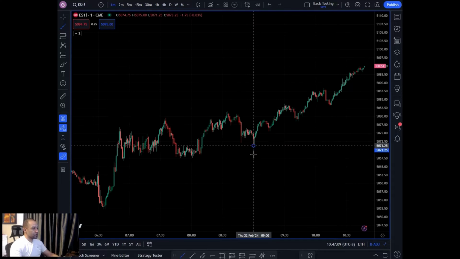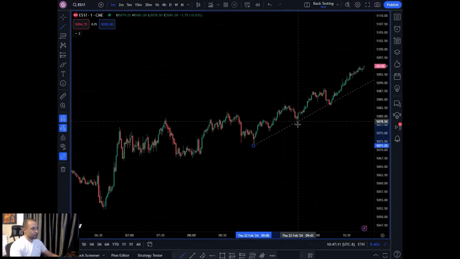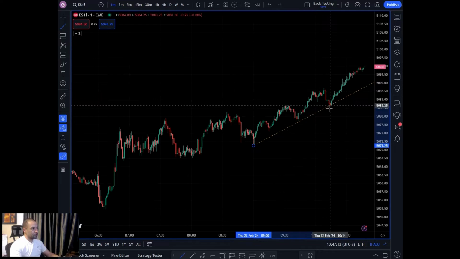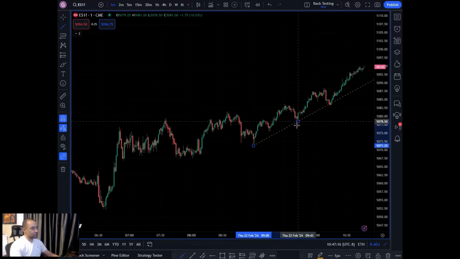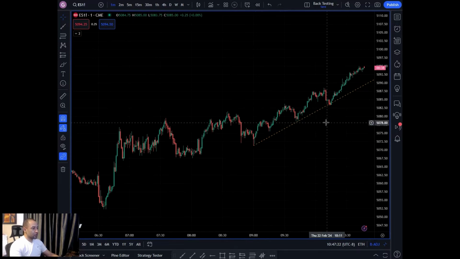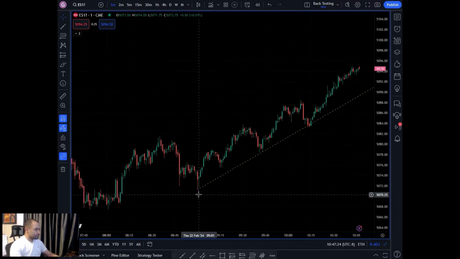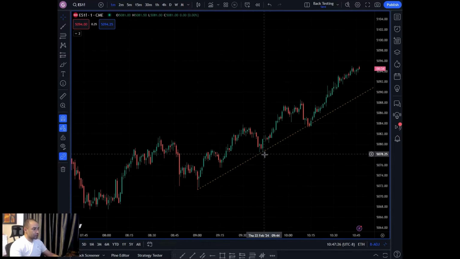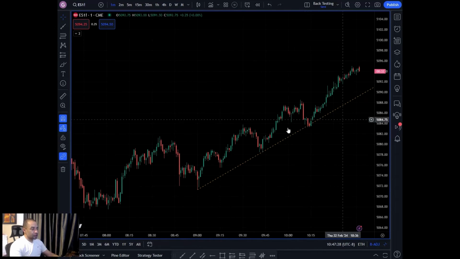Okay, so there's a point right here, there's a point right here, and there's a point right here. And I do like the trend line to actually go through all 3 points on the chart. So it touches right here, it touches right here, and it goes through here, and that's okay.